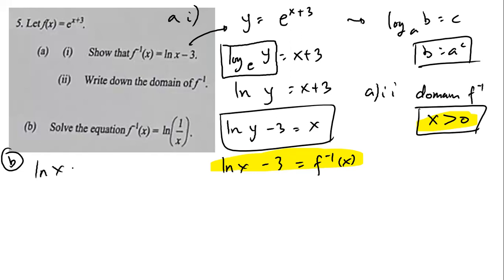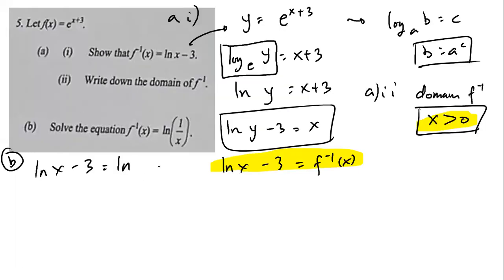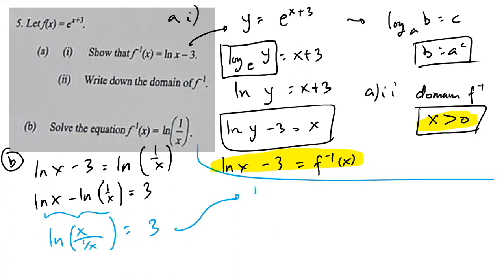So ln x minus 3 equals ln, sorry, 1 over x. So it means ln x minus ln 1 over x equals 3. Using properties of logarithm, we can write this as ln of x divided by 1 over x equals 3, and then ln x squared equals 3. So x squared equals a to the power of 3. So x itself is a to the power of 3 over 2. So this is the solution for the equation.